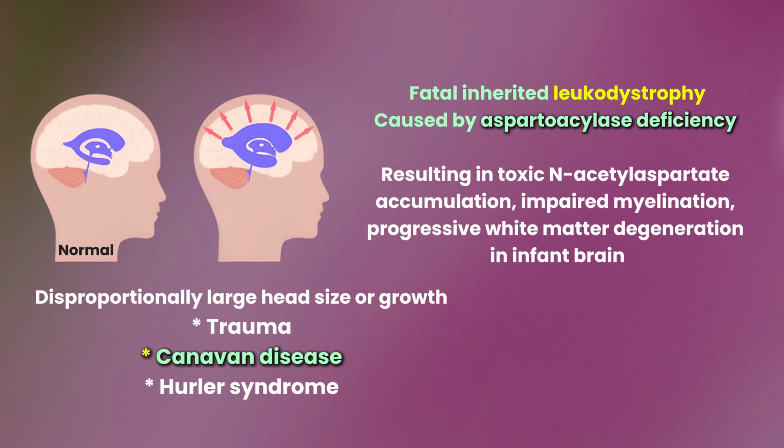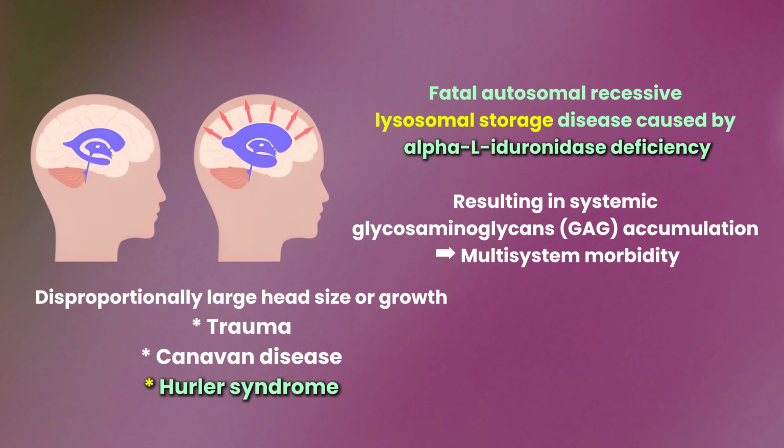Canavan disease is a fatal inherited leukodystrophy caused by aspartoacylase deficiency, resulting in toxic N-acetylaspartate accumulation, impaired myelination, and progressive white matter degeneration in the infant brain. Hurler syndrome is a fatal autosomal recessive lysosomal storage disease caused by alpha-L-iduronidase deficiency, resulting in systemic glycosaminoglycan accumulation. It can cause profound multisystem morbidity.